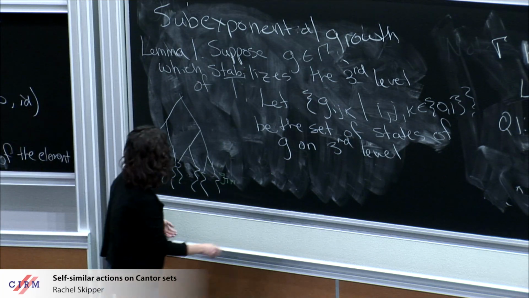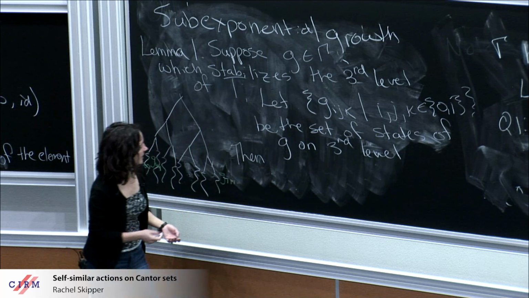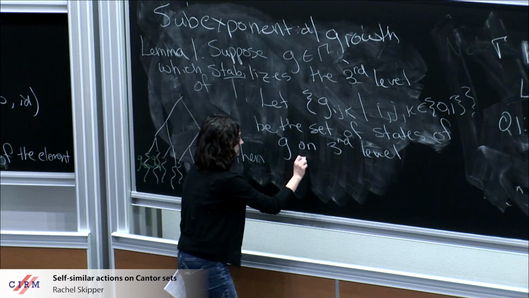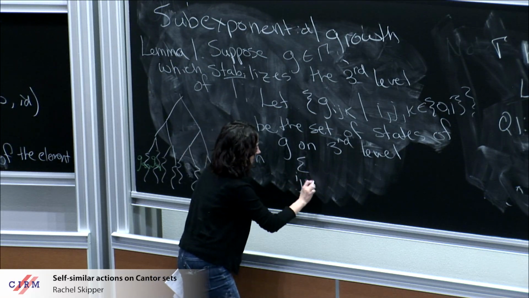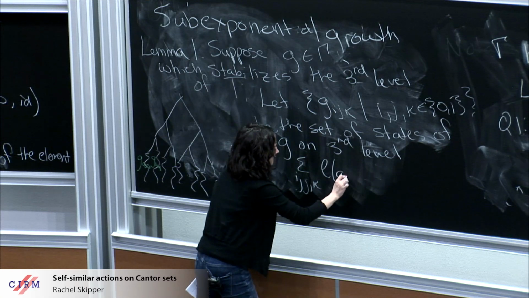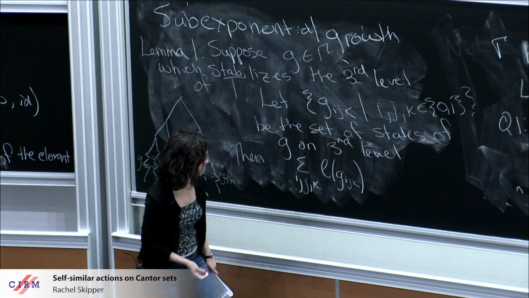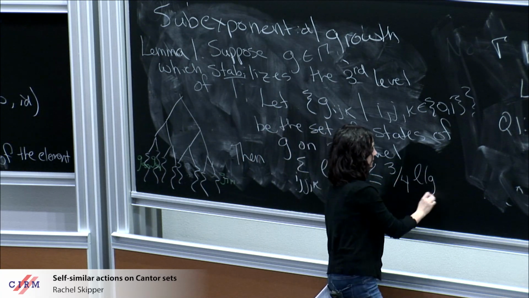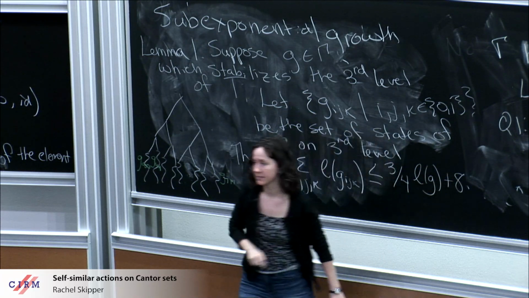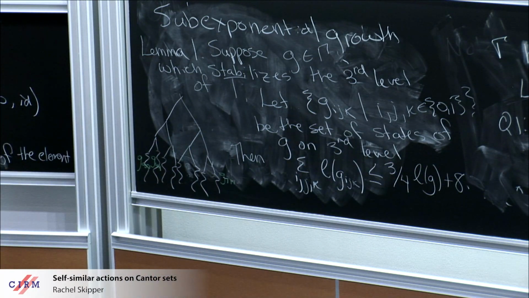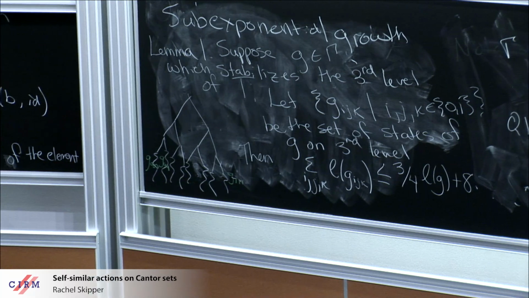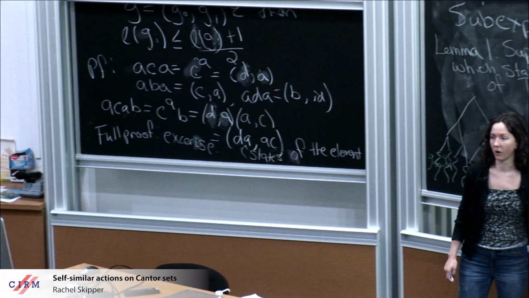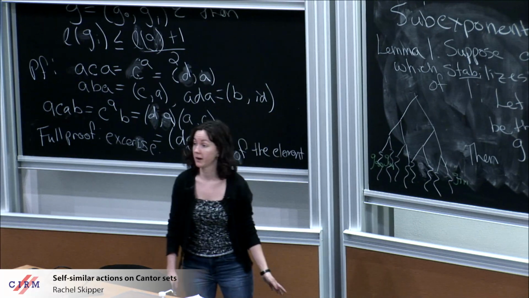So then, if I take the length, if I sum up the length, so sum over i, j, and k of the length of G_ijk, if I sum up the lengths of each one of those words, this is less than or equal to 3/4 times the length of G plus 8. So you can think about this as being similar to this contracting property, but it's a bit stronger. It's not just saying that individual pieces get smaller, but in fact, if I sum up all the lengths of the individual pieces, it's still getting shorter.